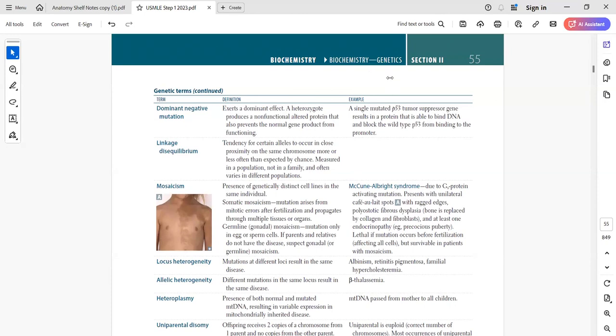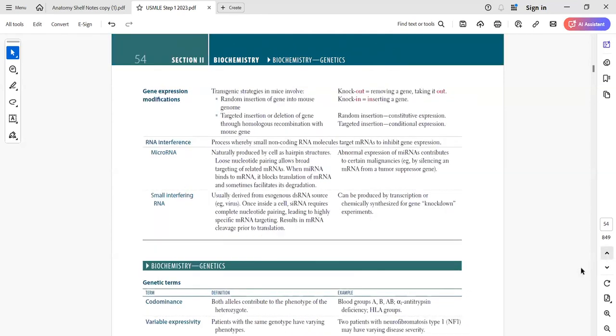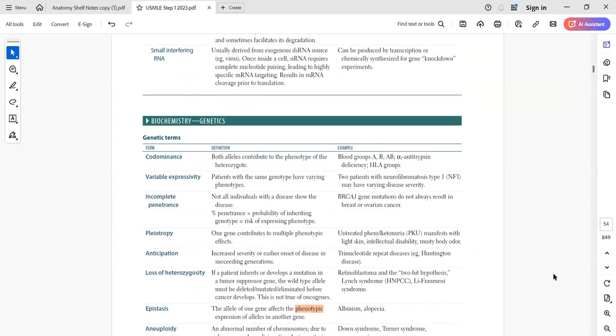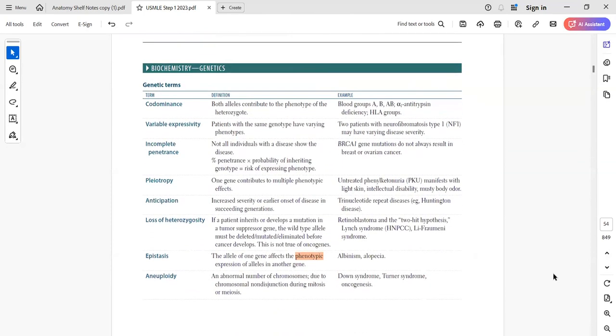How to differentiate from variable expressivity, is that your question that you're trying to ask? I think so. Okay. So variable expressivity is something in which the patient would come to you and say that we have the same genotype. For instance, let's take a less severe disease. Two patients come to you and they say that we have this condition, which is Bell's palsy.